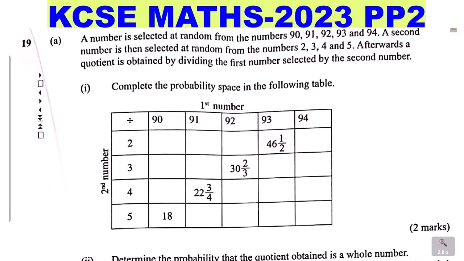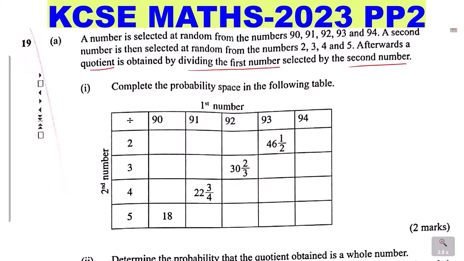So from the statement here, the quotient is obtained by dividing the first number, which is this, by the second number, which is this.